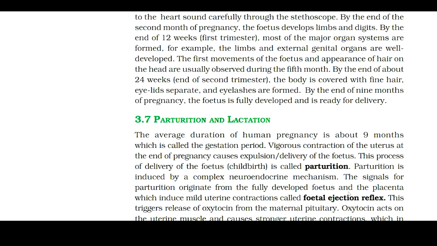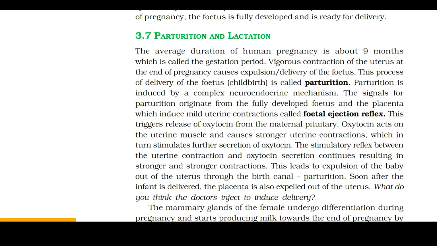ejection reflex. This triggers release of oxytocin from the maternal pituitary. Oxytocin acts on the uterine muscle and causes stronger uterine contractions, which in turn stimulate further secretion of oxytocin. The stimulatory reflex between the uterine contraction and oxytocin secretion continues, resulting in stronger and stronger contractions. This leads to expulsion of the baby out of the uterus through the birth canal, parturition. Soon after the infant is delivered, the placenta is also expelled out of the uterus. What do you think the doctors inject to induce delivery?